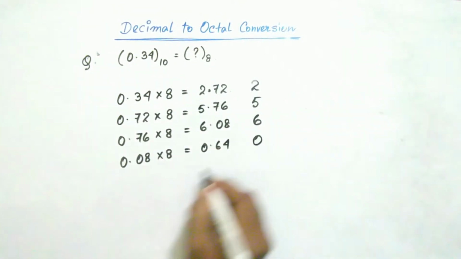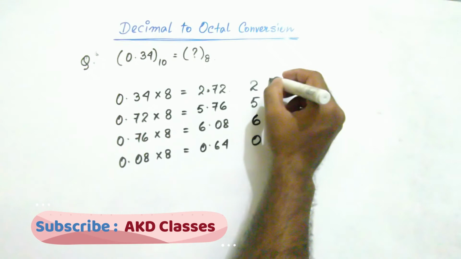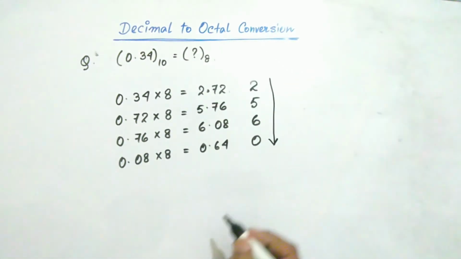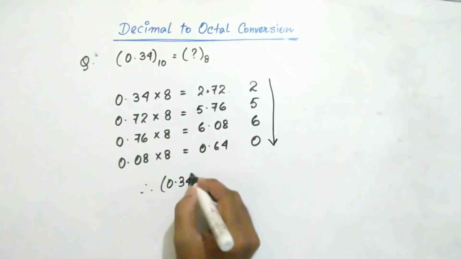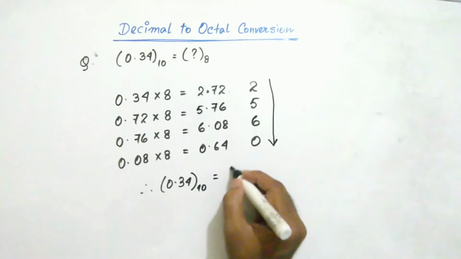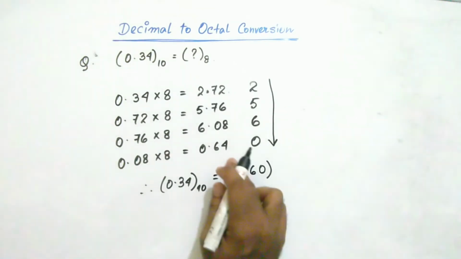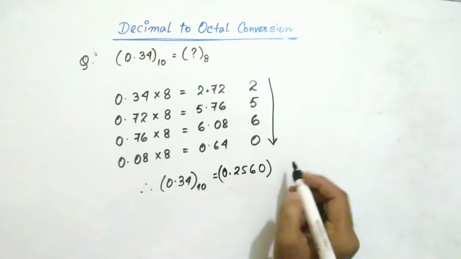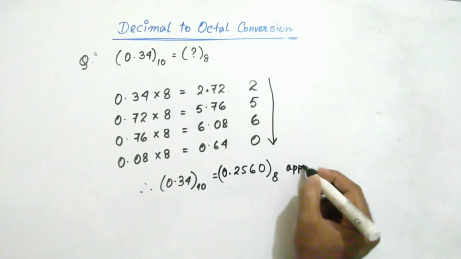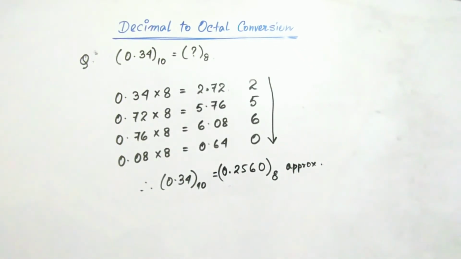You can see that it's a never ending process, collecting all the digits from top to bottom order. So we will get the result as 0.34 base 10, which is equivalent to 0.2560 base 8, and since it is a never ending process, we get an approximate result, which is correct up to 4 significant digits.